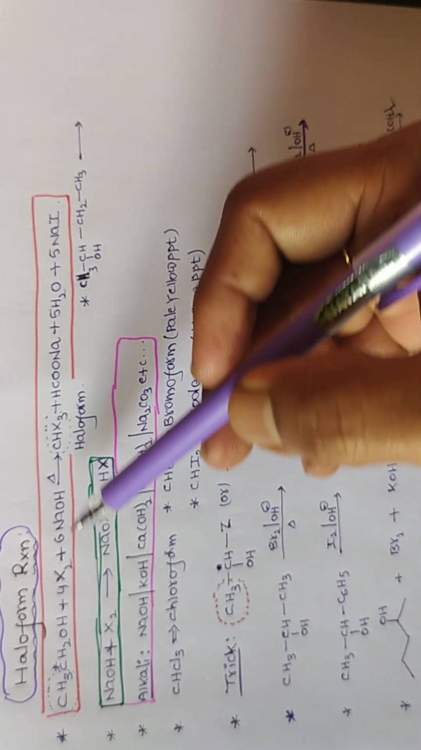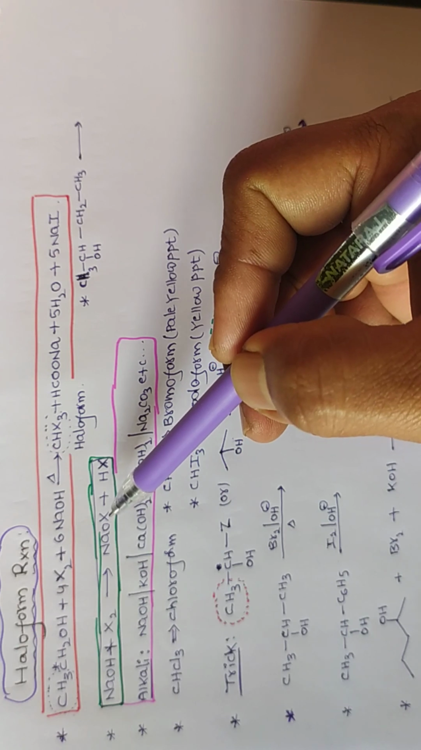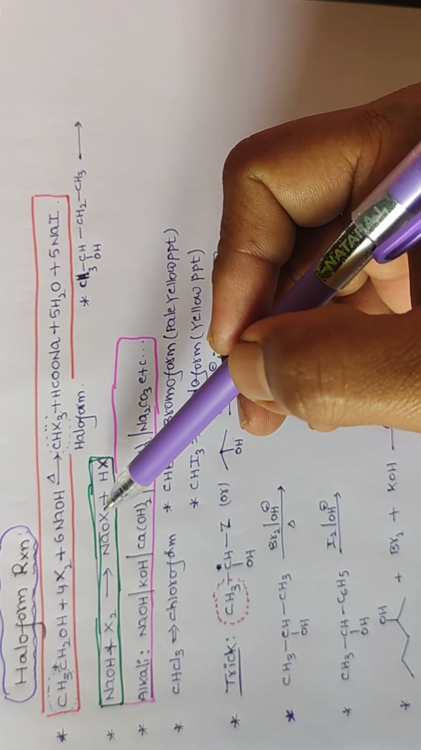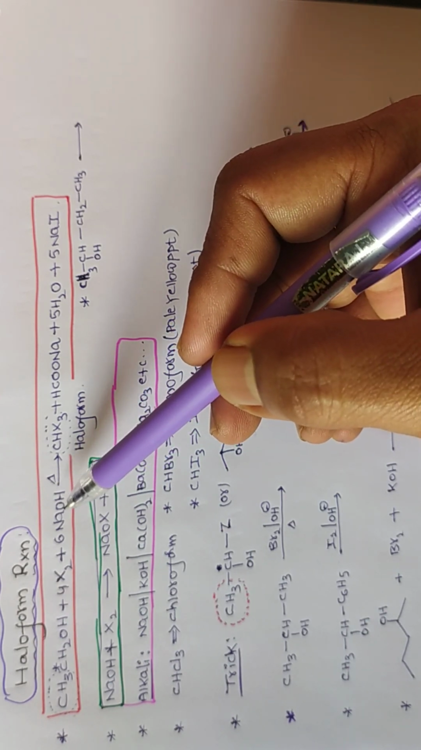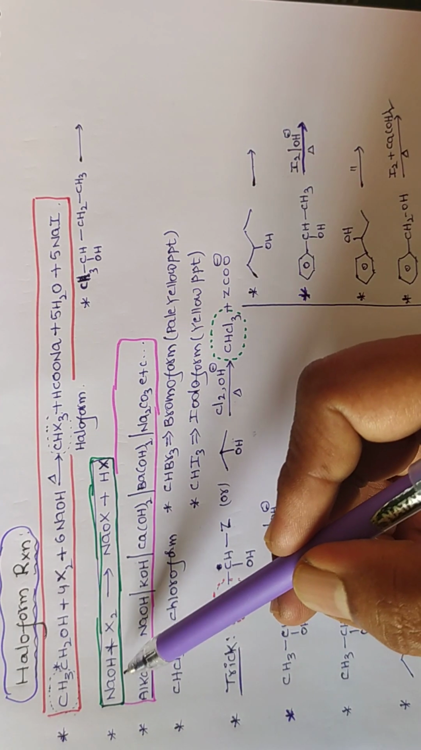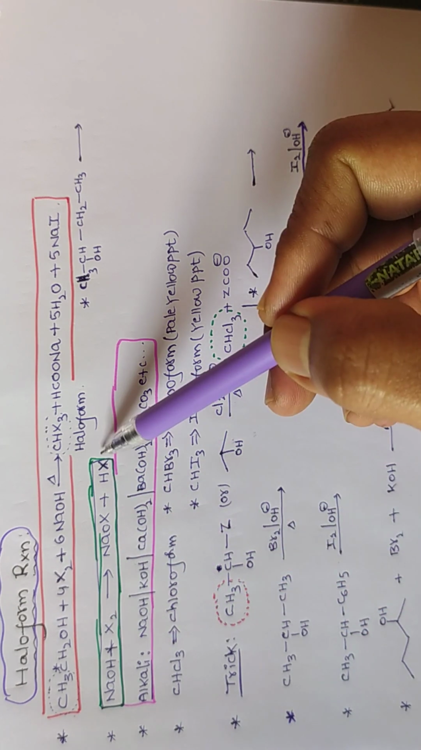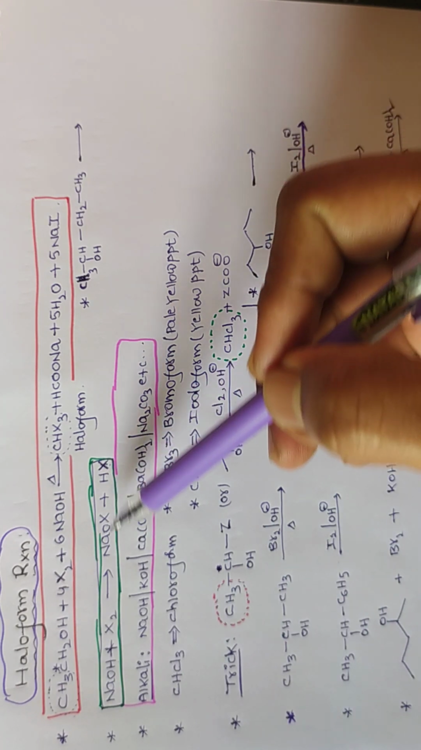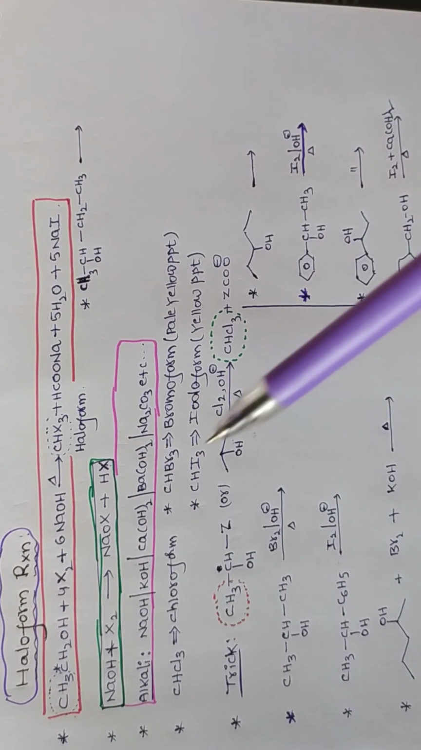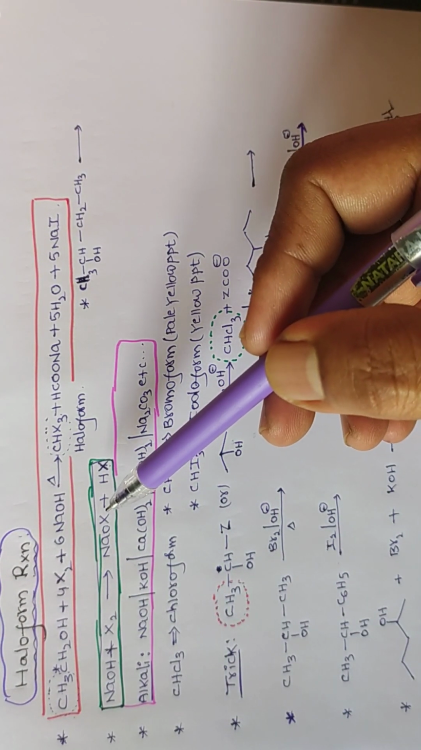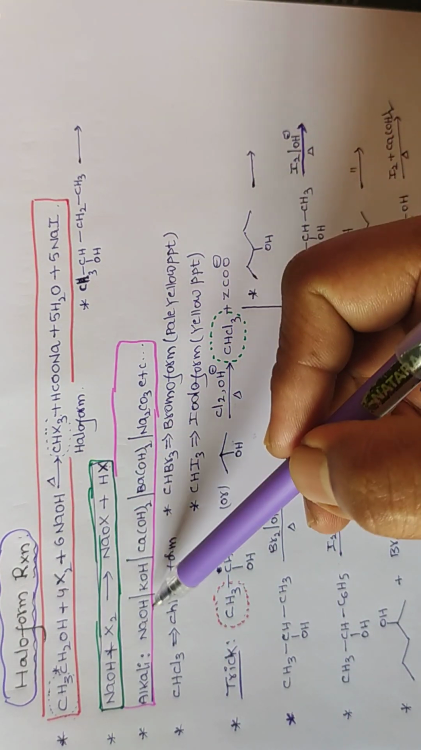Next, sometimes instead of halogens in the presence of base, they may give NaOX. How is this NaOX formed? When NaOH reacts with the halogen, one hydrogen and one halogen are eliminated as HX, and the remaining is formed as NaOX, sodium hypohalite. Okay?